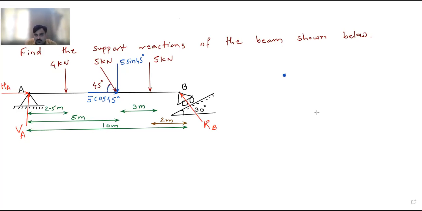Here is RB. I will draw the RB like this. This is RB, so this is the reaction RB. And here is the plane. This plane is like this. Okay. And this is the horizontal. And this angle is given to us as 30 degree. This angle is 30 degree, and this is the plane, which is the surface to which this reaction is perpendicular. This angle is 90 degree.